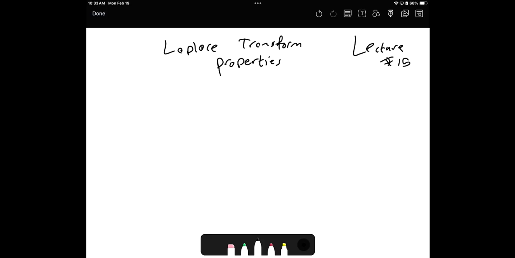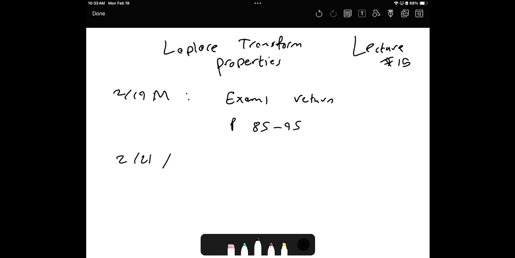Okay, so we'll continue on Laplace transform properties. Today is Monday the 19th. So what we did is exam 1 review, and we will discuss Laplace properties, which is the readings from page 58 to 95. Then in Wednesday's lecture, the readings are between 95 to 98.